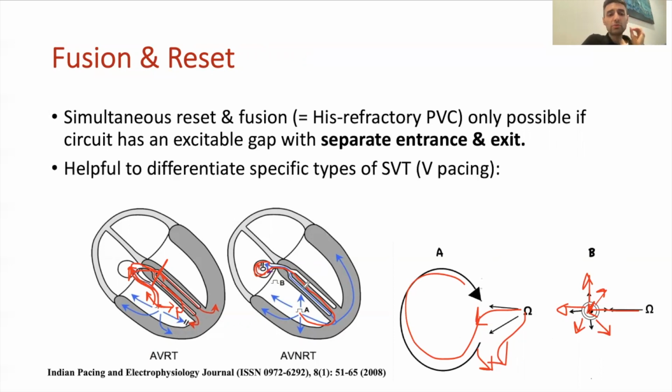Okay, so when you note fusion and reset, this is very helpful to distinguish specific types of SVT. So this is only possible in AVRT, not in atrial tachycardia or AVNRT. Similarly, in atrial tachycardia, you have a focus here.